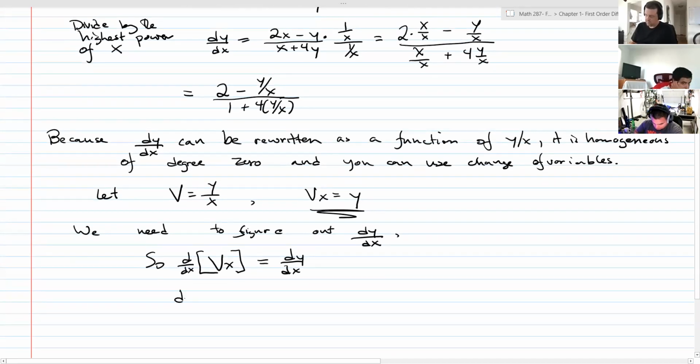We end up with dy/dx equals dv/dx times x plus v. Sorry, my brain stopped working for just a moment. There you go. That's just using implicit differentiation, so the derivative of this side is just going to be dv/dx times x plus v.